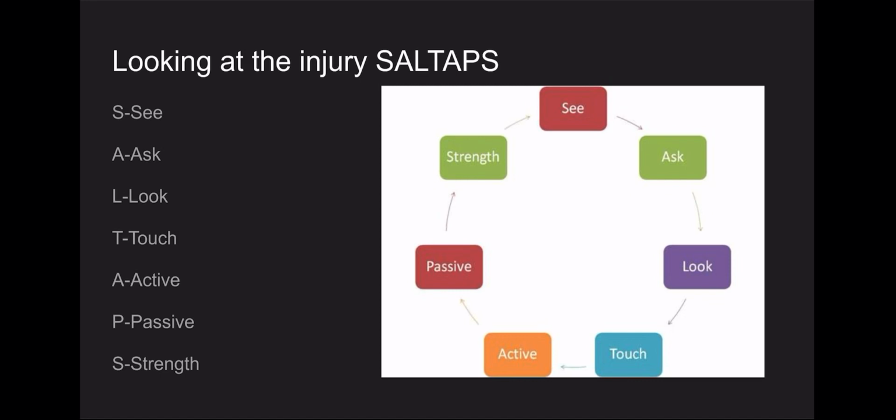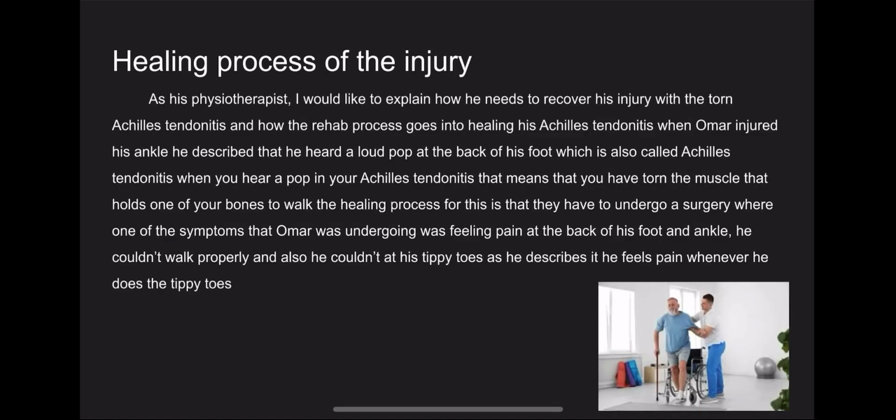The last step is strength. If the casualty has been taken through the steps above with no pain, use resistive movements to assess loss of function. For example, with an injured ankle, you would assist the casualty to their feet, then ask them to stand unaided, then progress the test to walking and running. So that is the SALT TAPS test.